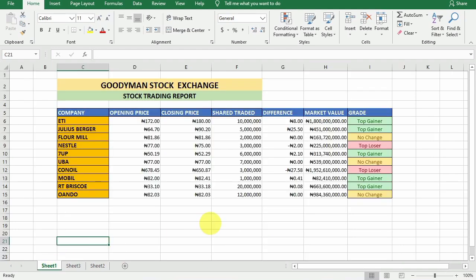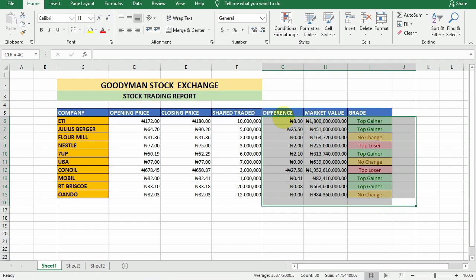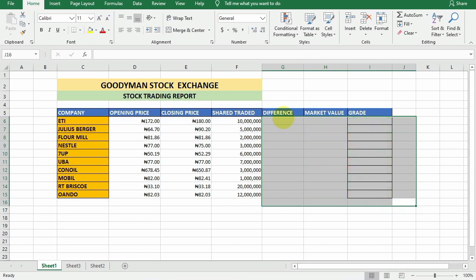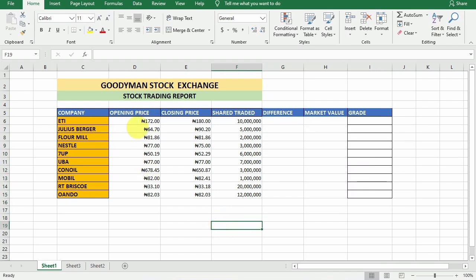Now let's go over to our sheet. Looking at our sheet, this is a company exchange rate, a stock market broker, not just for a company but a group of companies. Now let me do away with all this. Now we're working with these values. We have ETI, Julius Berger, Flour Mill, Nestle, 7up, EPA, Conoil, Mobil, Heritage, Briscoe, and all these companies, and they have their opening price and their closing price.